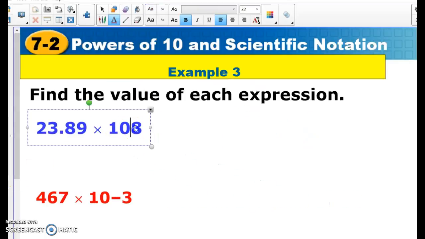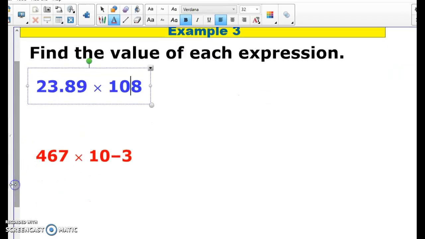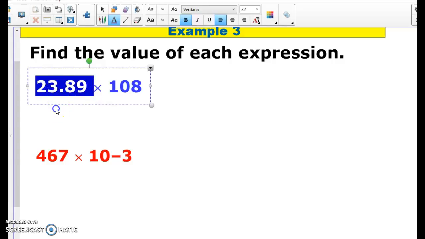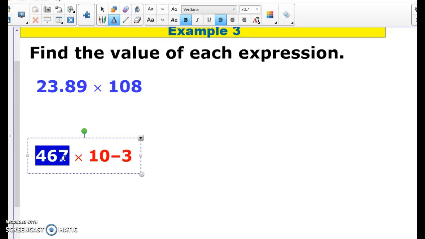Again, this is supposed to be 10 to the 8th, not 108. Sometimes when I make the files, it doesn't like to do the exponents up top. So if I'm moving this 8 spots over, you already know that there's a mistake here because that's 23.89, not 2.389. So this wouldn't ever be a problem that you would ever do. Same thing here, 467 is not a problem you'd normally do. 4.67 is what it's supposed to be there.